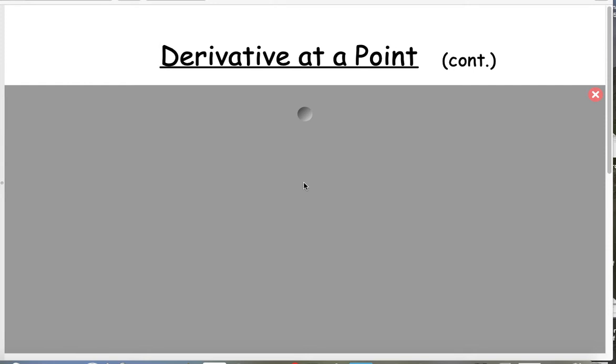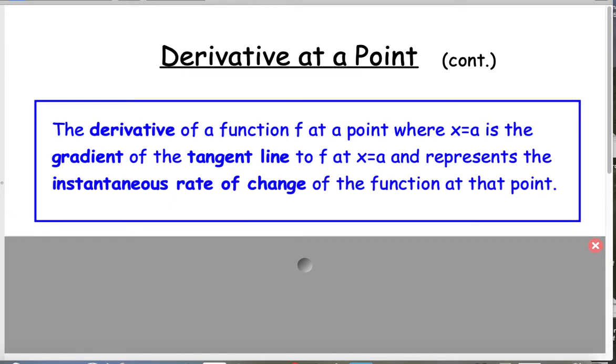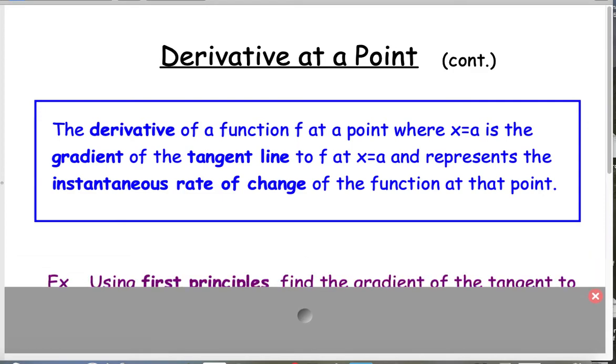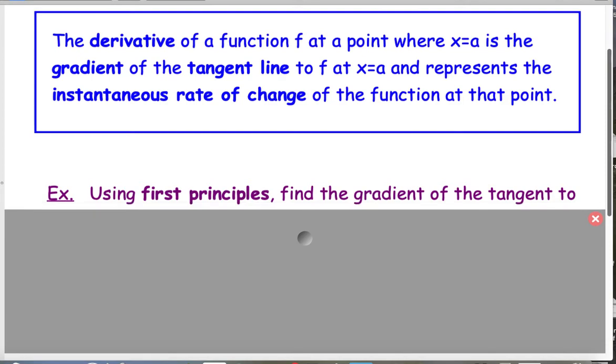Okay, let's continue with the concept of a derivative at a point, or an instantaneous rate of change at a single point. So last time we defined the derivative of a function f at a point where x is equal to a as the gradient or slope of the tangent line to that curve at x equals a, and it represents the instantaneous rate of change of the function at that point. And so we started to calculate that, and we learned that by taking the limit of the difference quotient, we were able to find the derivative.